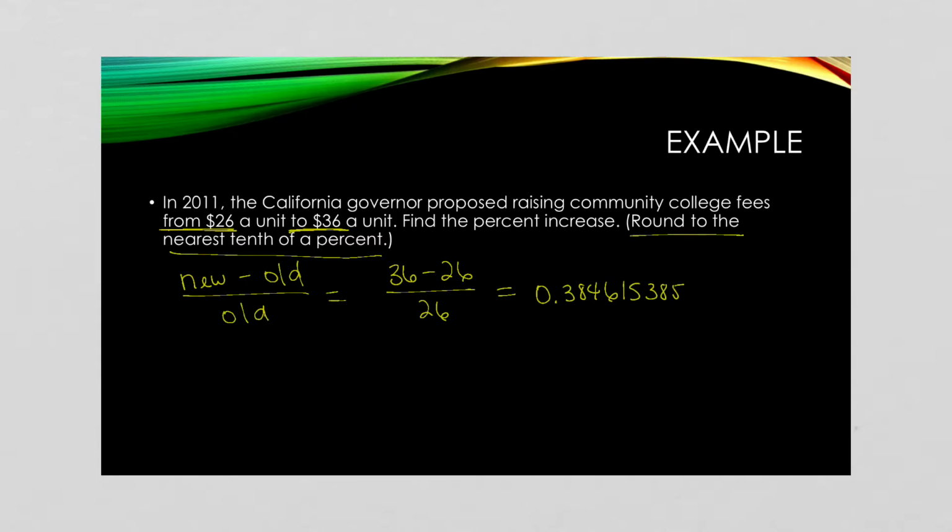That means first I've got to move my decimal 2 places. Right there is where it's going to end up. And I want to look at this number right here. If it's 5 or greater, round this guy up. If it's 4 or less, just drop everything. So this would end up being 38.5% increase. By the way, if it's a positive number, it's an increase. If it's a negative number, it's a decrease.